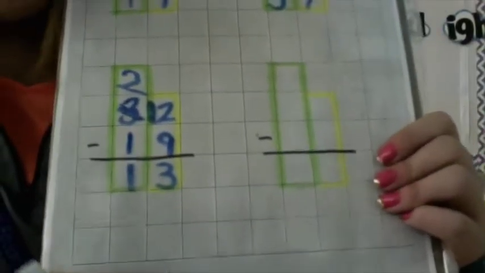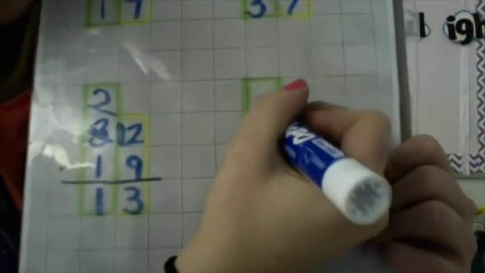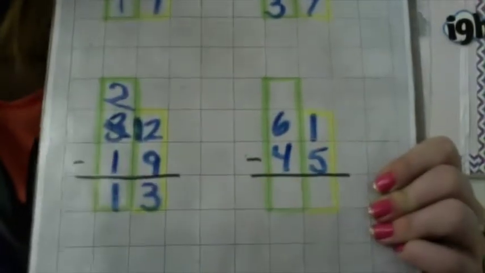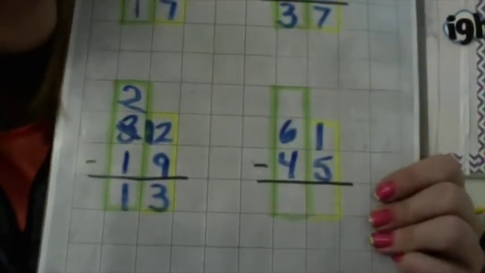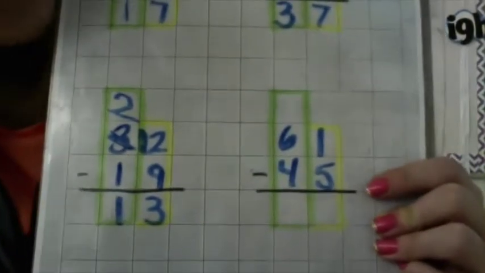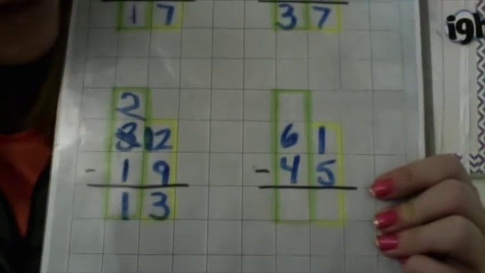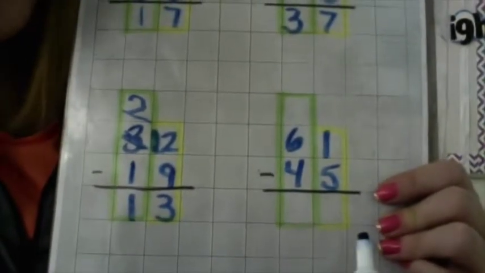Let's do another one. Let's do 61 minus 45. Let's start in our ones place. What is our number sentence in the ones place?